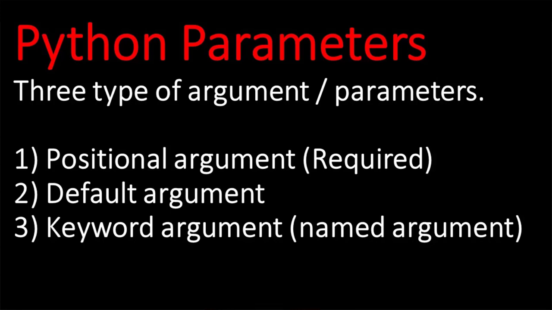Now my topic in this video is Python parameters. There are three types of arguments or parameters. First, positional argument, also called required argument. Second is default argument, and third one is keyword argument, also called named argument.